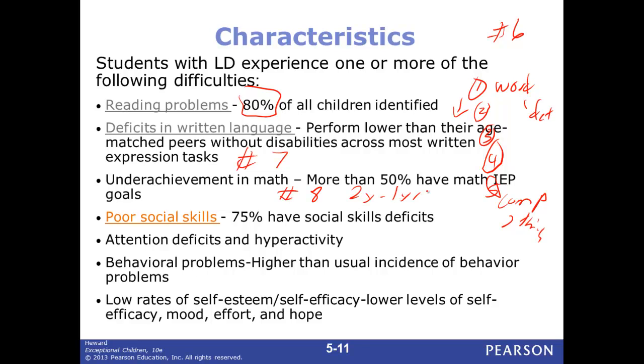And then poor social skills. This is a jarring number. 75% of those identified as having a learning disability have social skill deficits. 75%.